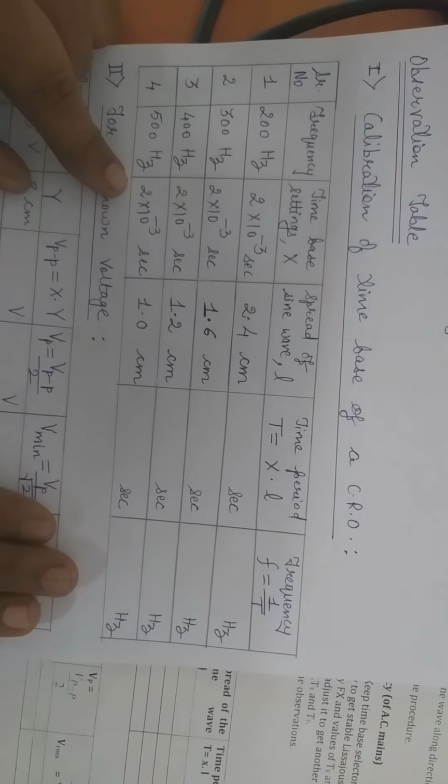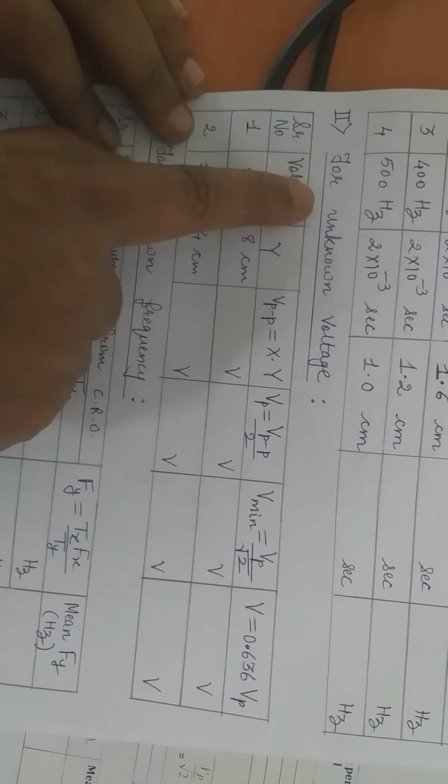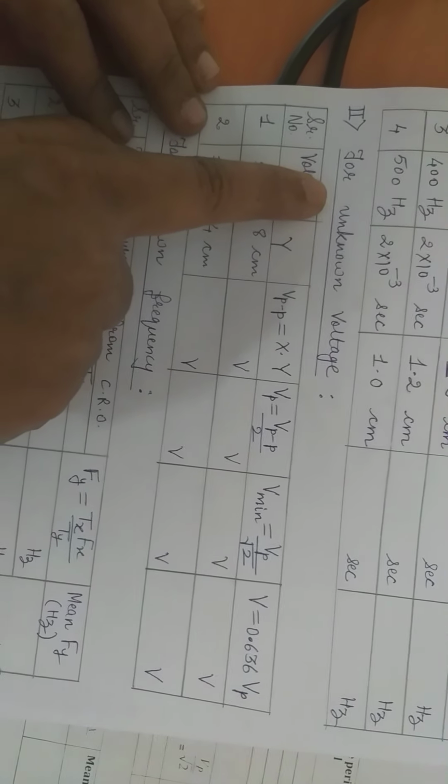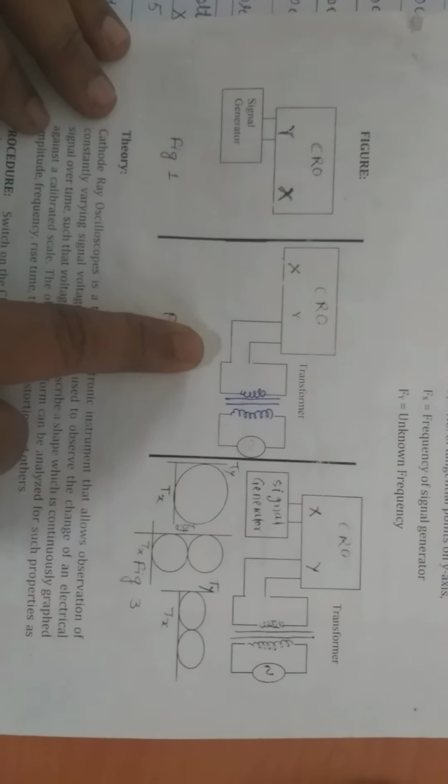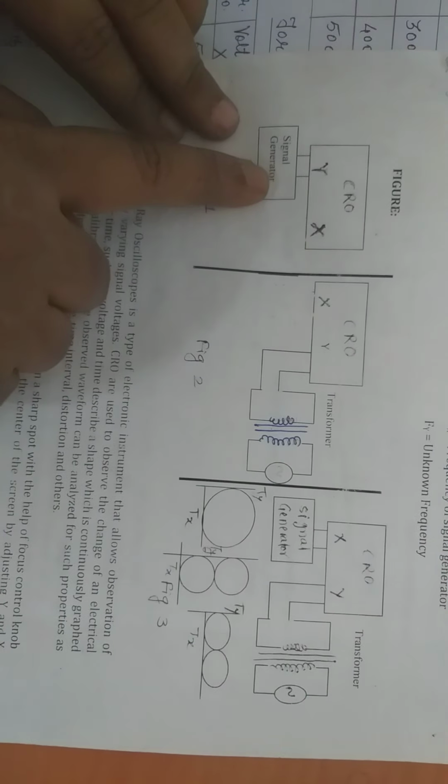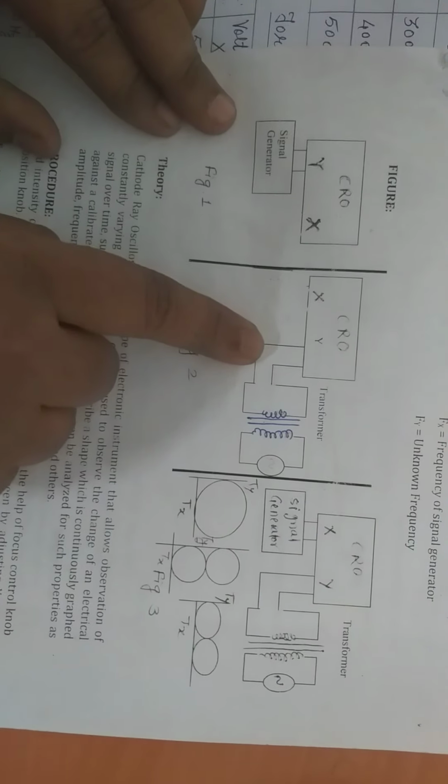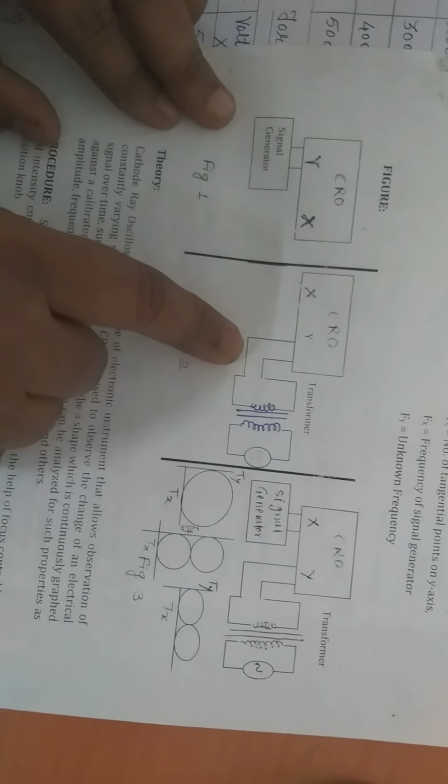Now after this we will go towards the second part. Second part is nothing but you have to determine the unknown voltage. Now for unknown voltage, what you have to do? You have to make the connections according to the circuit diagram. So here you can see this is the circuit diagram for the unknown voltage. You can observe in CRO there is always X and Y input. Just as for the first part we connected the signal to Y, as shown in the video, similarly here Y is connected to the transformer.